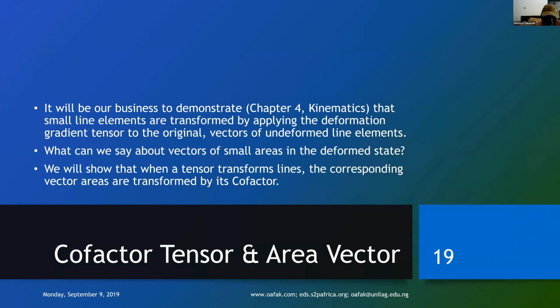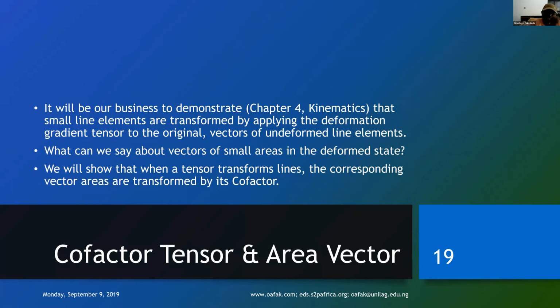...vectors of undeformed line elements into the original vectors of the undeformed line element. So if you want to get the final line element, you just apply the deformation gradient tensor to the original vector and you'll get it. The question that arises is that if we know that the deformation gradient is a particular tensor that changes the small lines to their new state, what happens about the vector areas?